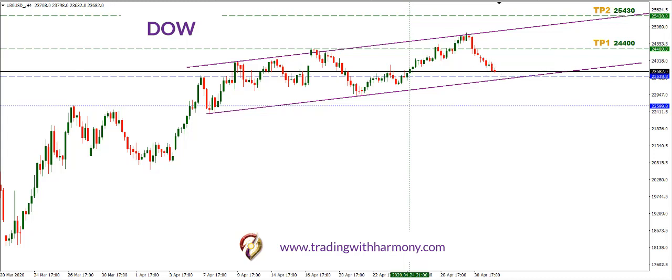this is a very significant point here. So we'll be looking for another move from here back up to the TP1, being 24,400, and then quite possibly back down to this level here for a second move up to the 25,430 in the Dow Jones.